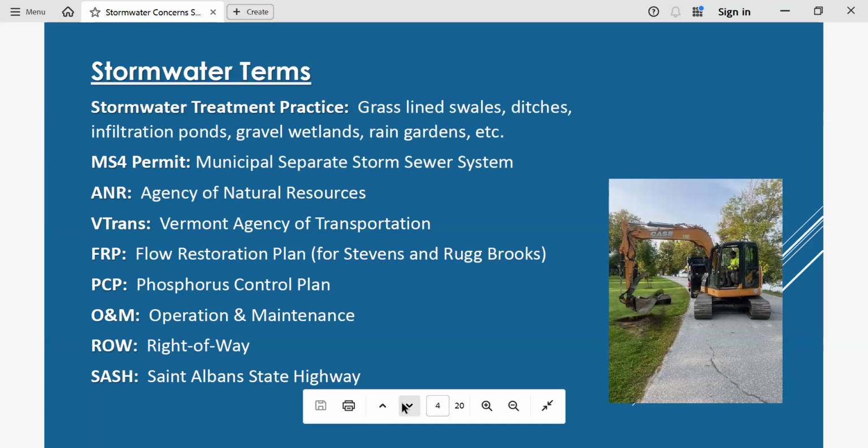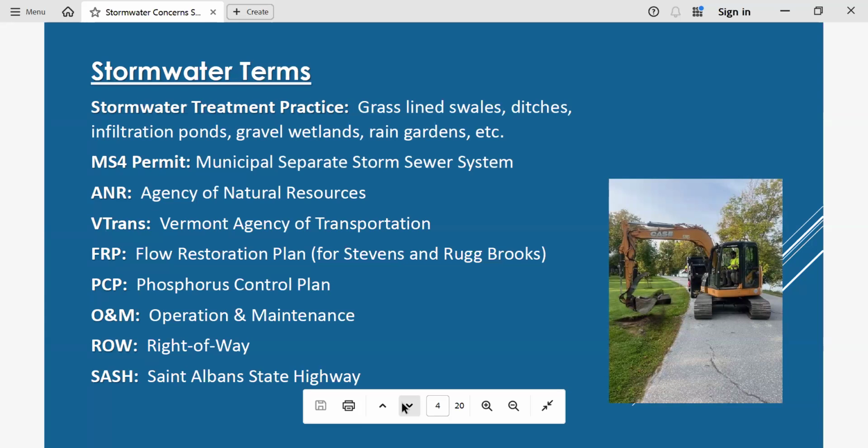Next one, VTrans, Vermont Agency of Transportation. Most of the money we get comes from VTrans and from ANR. So those are who we really look to for money. And we've had meetings with the state and we've pretty much told them that unless we get some kind of grant to do these projects, they're not happening, because there's no way the town can afford to pay for all of the projects that need to be done.